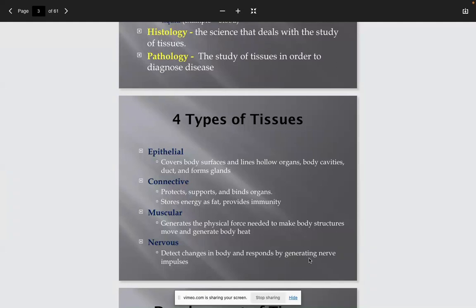So again, going through these, epithelial covers body surfaces. Connective is going to provide support. Muscular is going to be responsible for movement. And then nervous is going to be responsible for generating nerve impulses.